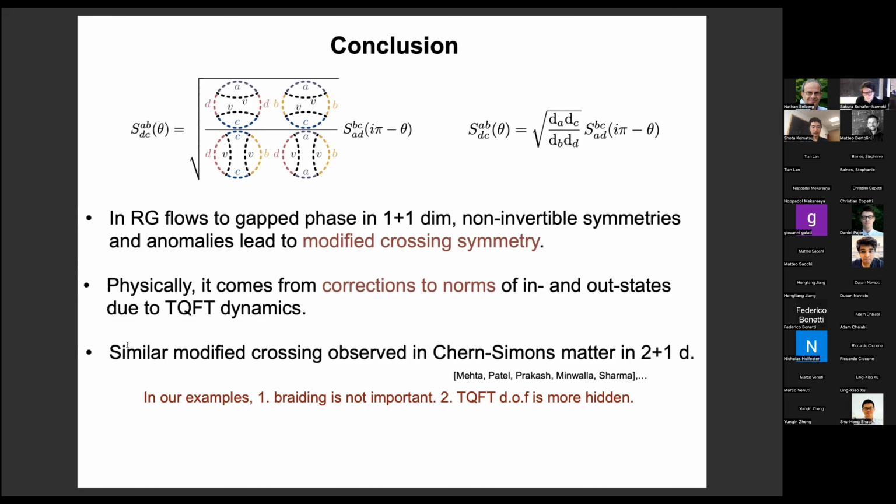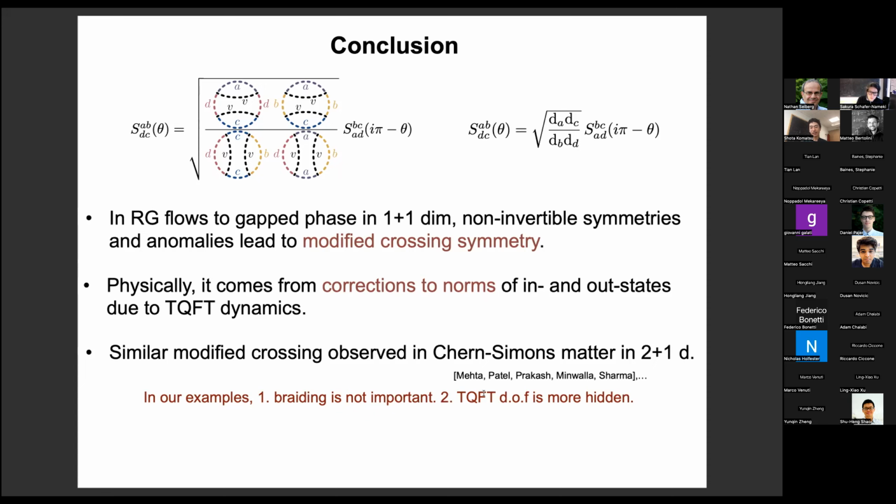One comment I wanted to make is that similar modified crossing was already observed in Chern-Simons matter theory in 2+1D, in the most recent paper by them. But in their case, there was a Chern-Simons field already in the UV Lagrangian, and it was clear that the particles they are scattering are anyons, which obey fractional statistics. In our examples, at least in the derivation that I just gave, the braiding was not playing a crucial role. In particular, we expect that this kind of modified crossing is there even in a general fusion category, not necessarily a modular tensor category. And in a general fusion category, there is no braiding.